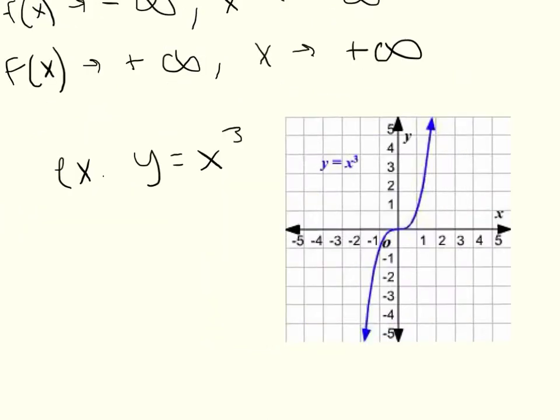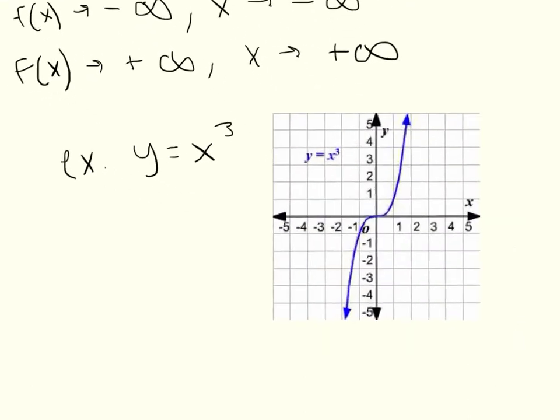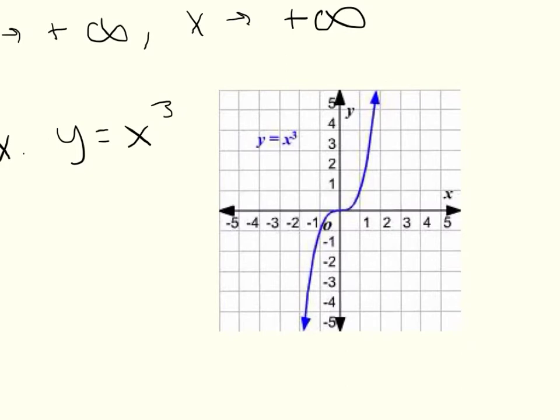When the degree is odd and the leading coefficient is positive, as x approaches negative infinity, y approaches negative infinity, and as x approaches positive infinity, y approaches positive infinity. In this example, y equals x to the third power. Here's an example of the graph. As you can see, the arms are facing opposite directions.